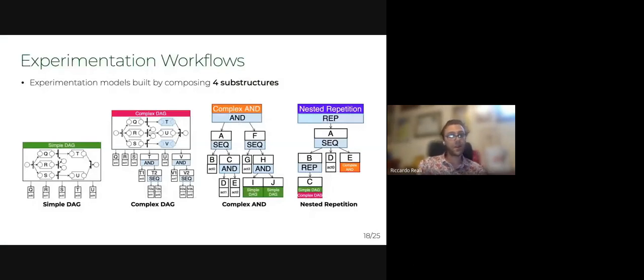We experimented the three heuristics with several models obtained by the combination of four different substructures that arrange inner blocks in different ways and with different complexity. In particular, we consider simple DAG, which is the one with a green label, whose analysis is feasible, a complex DAG, which is the one with a purple label, whose analysis is unfeasible, and so it needs to be decomposed, a complex AND with the orange label that includes two instances of simple DAG, and finally, the nested repetition block, which is the one with the violet label, includes an instance of complex AND and either an instance of simple DAG or an instance of complex DAG.